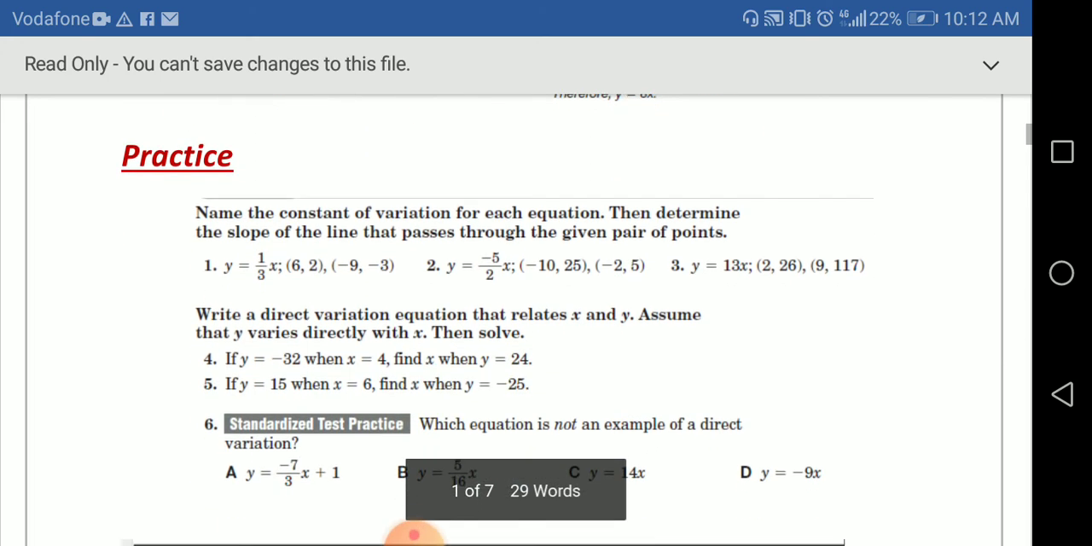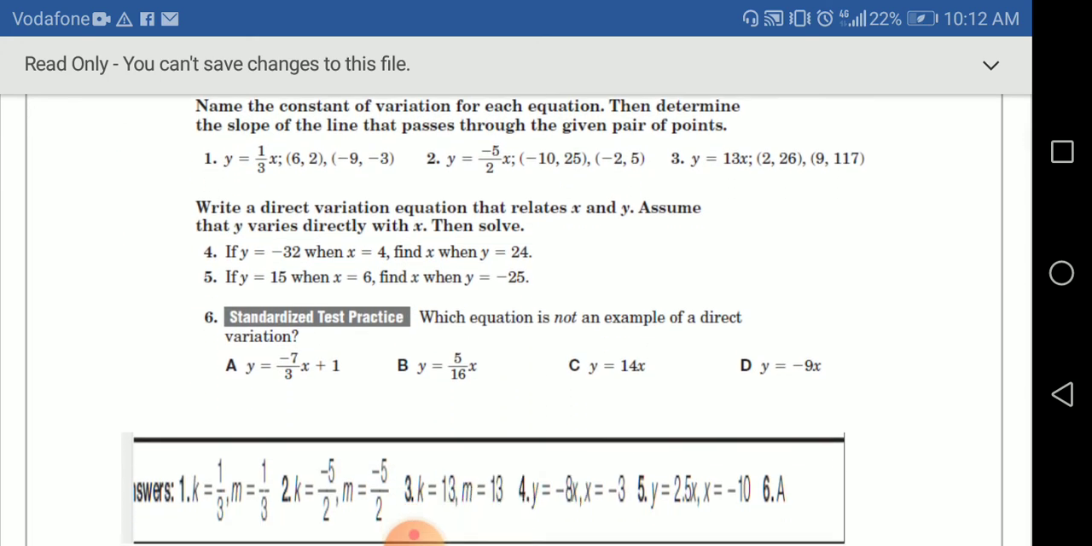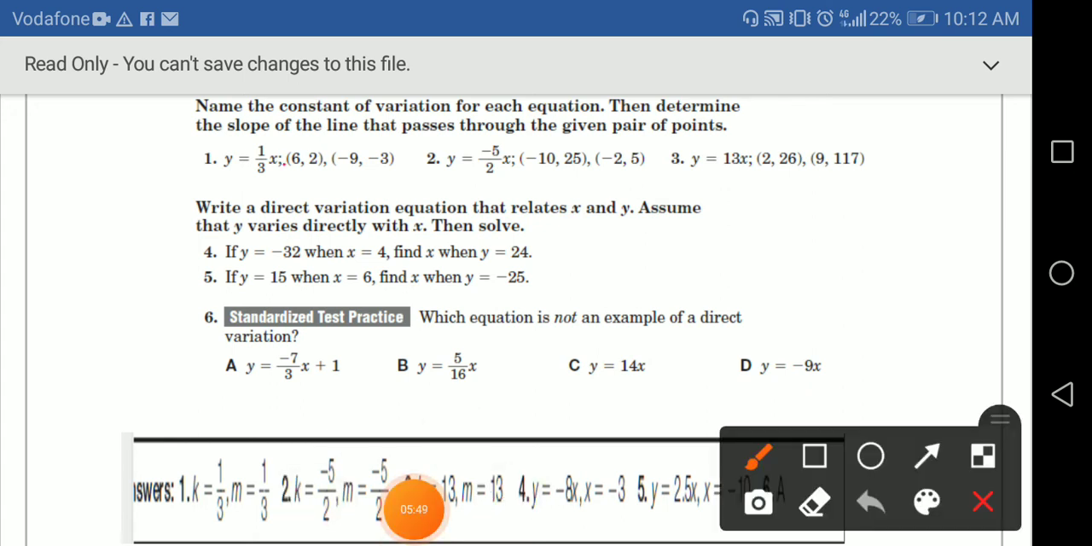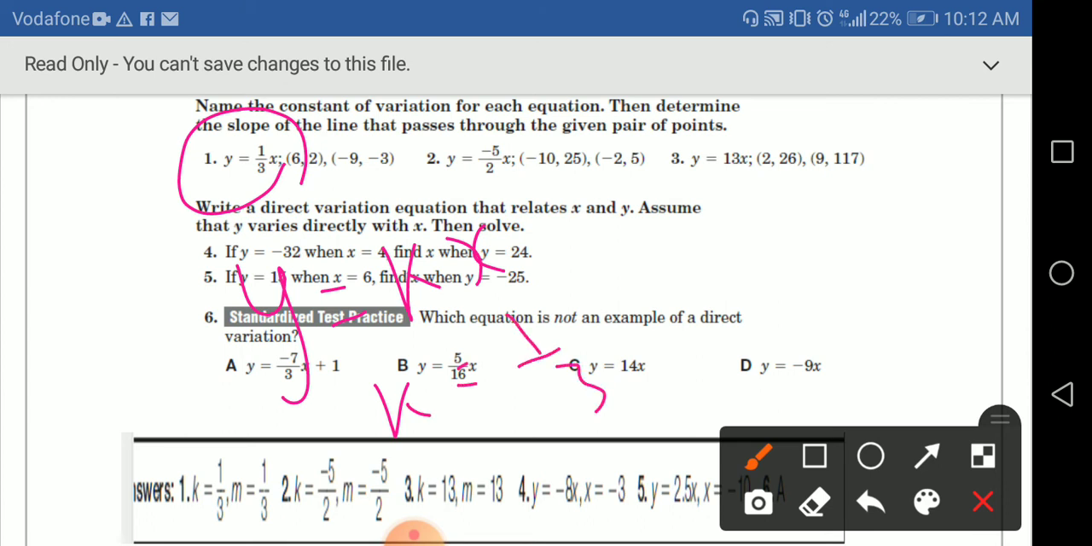Okay, let's have some practice on what we have taken. Name the constant of the variation for each equation, then determine the slope of the line that passes through the given pairs of points. Okay, so we got here the rule y equal one third x. It means y equal kx. So k here is what? 1 over 3, right? And what about the slope?